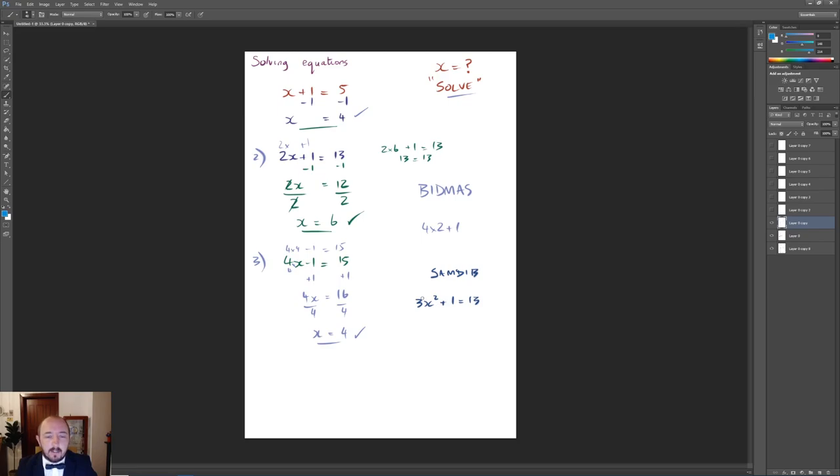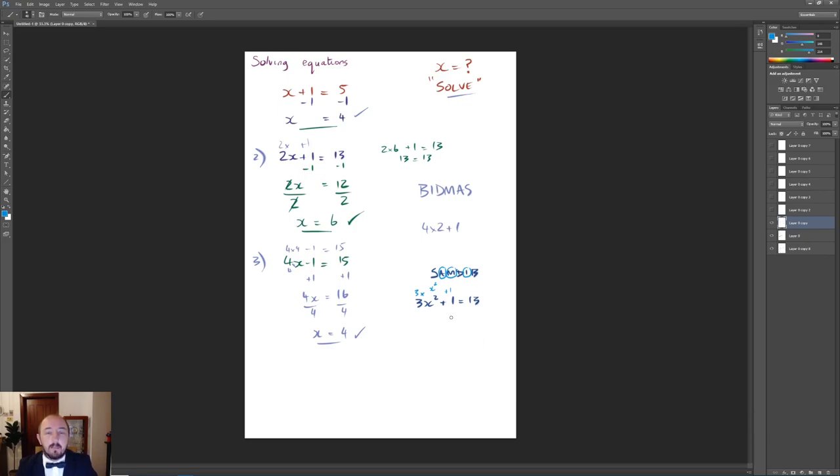Okay, so we have a times 3 here. We have an x squared here, and we have a plus 1. So the plus 1 is the add, the times 3 is the multiply, and the squared is going to be the indices from this. So that's the order in which I'm going to try and attack this question.